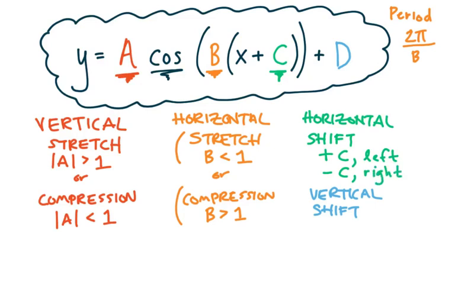And then our d value, kind of all on its own outside of the argument of the trig function, causes a vertical shift. If d is positive, the graph will shift up d units. And if d is negative, the graph will shift down d units. So those are kind of the different things we're considering, just as a reminder of what could happen.